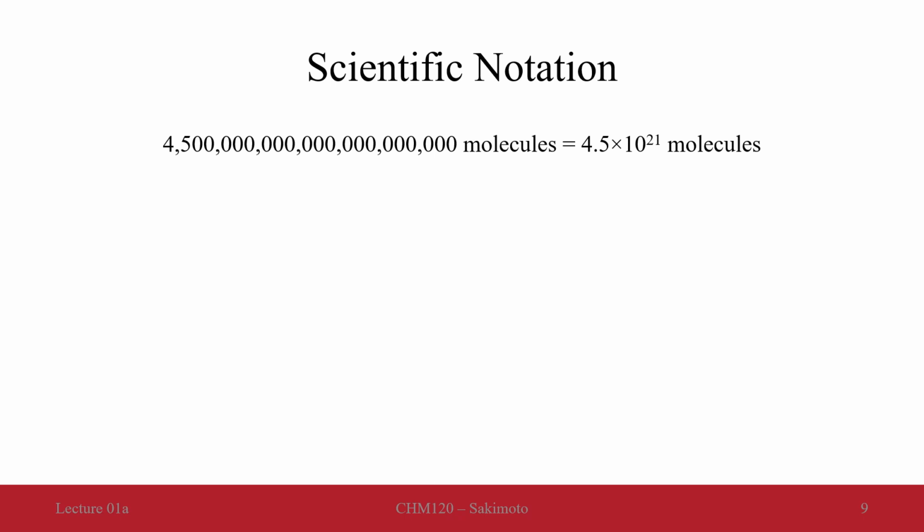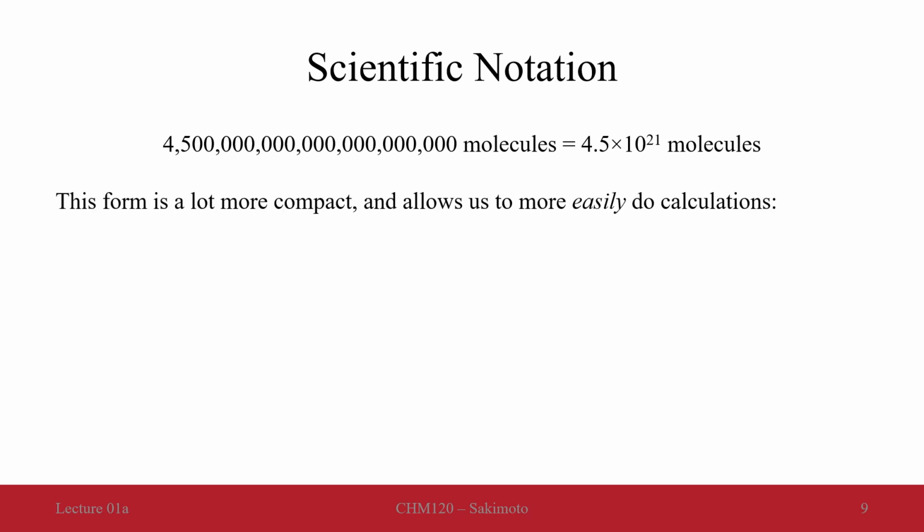Now, with this scientific notation of this very, very large number, it is, one, more compact, easier to write 4.5 times 10 to the 21 than write 4, 5, and 20 zeros. Not only does it allow us to more easily and more concisely write this number, we can more easily do calculations with this number.